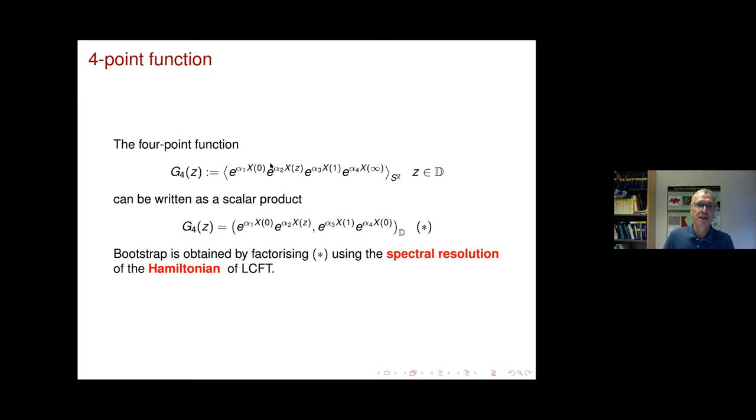This depends on the fields inside the disk. This depends on the fields outside of the disk. So I can write this as a scalar product of this vector, namely this guy here, and this reflected, namely that again at one, and the infinity in the reflection goes to zero. So this is in the disk, this is in the disk. So the four-point function is a scalar product of two vectors, where you have two of the points on this side and two of the points on the other side. All right, so we have succeeded writing functional integrals as scalar products.